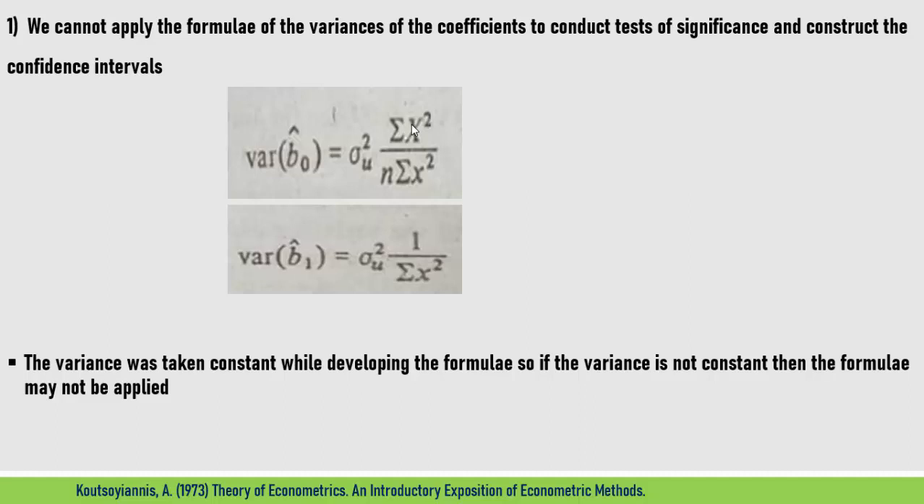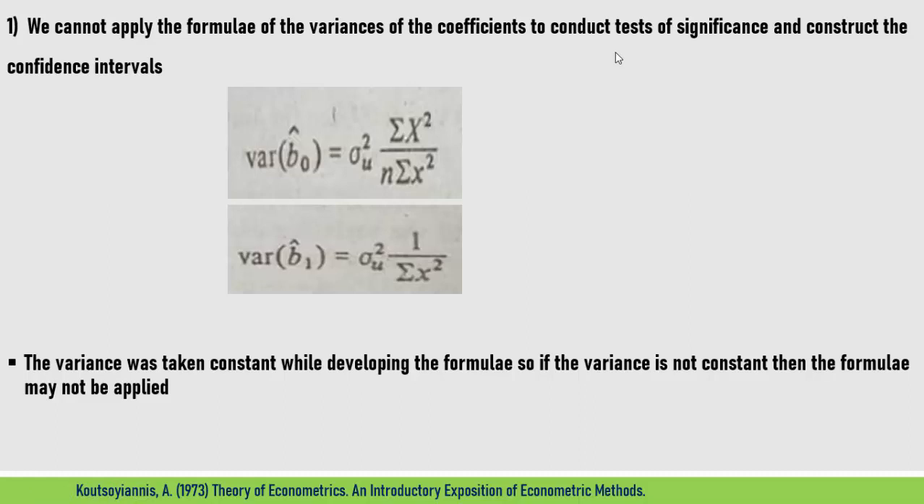We use these formulas for tests of significance, the z-test and t-test. We construct the confidence interval with these formulas. But remember that when these formulas were developed, we assumed that the variance is constant. If this variance is not constant, means the assumption of constant variance is violated, then the tests conducted and the confidence interval constructed will not be reliable.